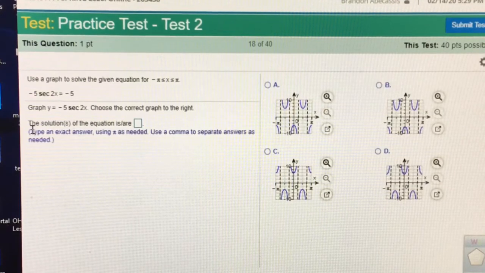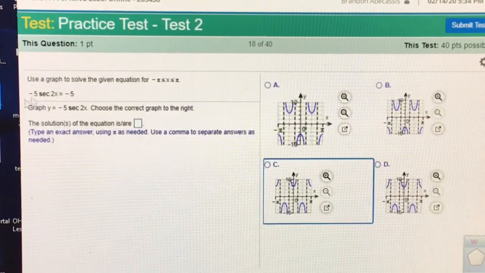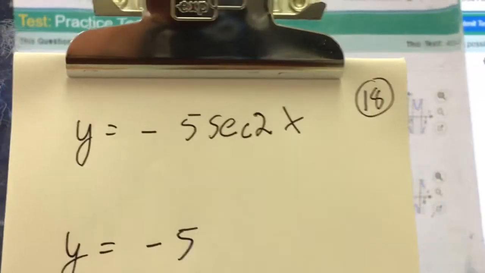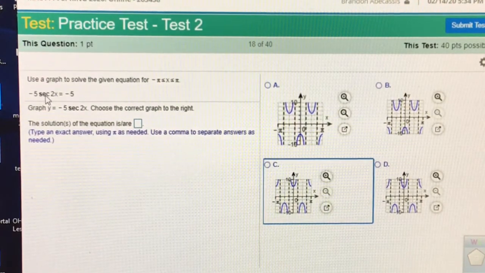So they want me to graph it to solve for it. Solutions of the equations are, so if I bring that over, that's going to be a vertical shift of 5 up. It seems a little tricky. I'm going to look at it like this. Instead of looking at it as a whole equation, negative 5 secant 2x equals negative 5, I'm going to look at it as y equals negative 5 secant 2x and y equals negative 5. So I'm going to find the graph of y equals negative 5 secant 2x. And secant is related to cosine.